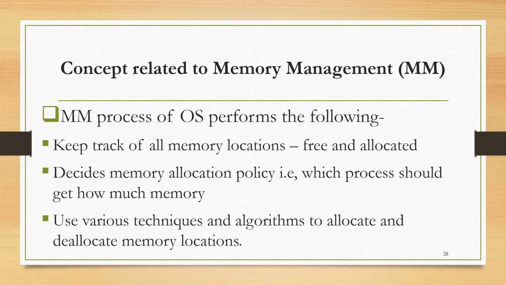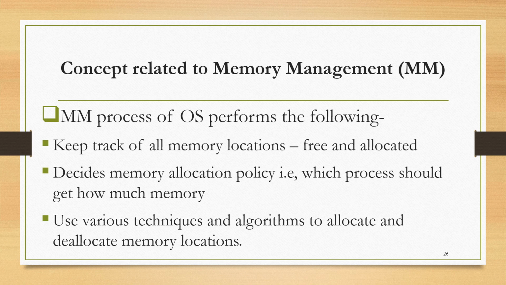The OS performs the following tasks: keep track of all memory locations, free and allocated. What is the free area, what is the allocated area? It has to keep track of that. It decides the memory allocation policy, which process should get how much memory. So this also gives priority. If my job has to be done first, it gives more memory. Priority is given by the OS.